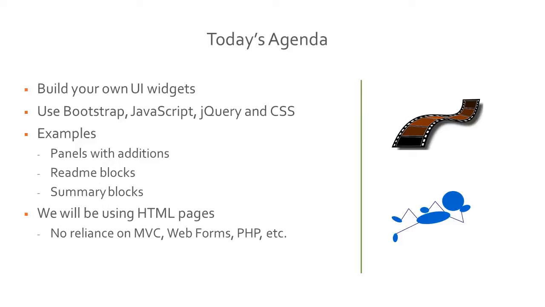We're going to just go through 3 examples today. I'm going to talk about panels, Bootstrap panels, and how you can add things onto that. We'll talk about how to build your own custom Readme blocks and some summary blocks. Now I'm going to be using HTML only. There's going to be no reliance on MVC, web forms, PHP, Java, anything like that. So we're just going to use pure HTML pages. At the end of this seminar, I will have the location where you can download all the samples, and I do have it in both HTML and MVC though, because I am an MVC guy.